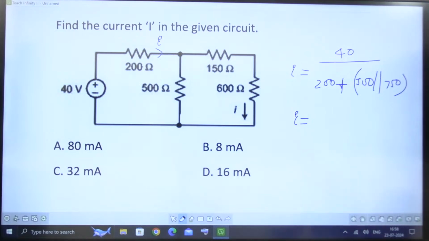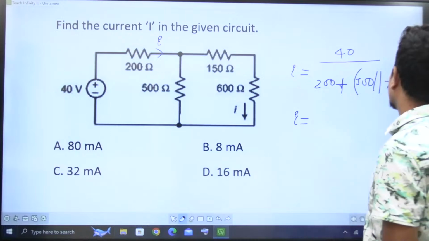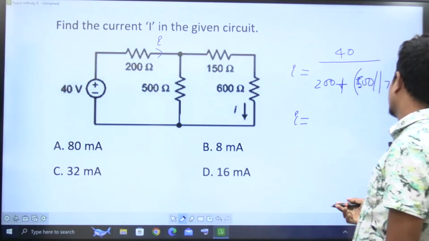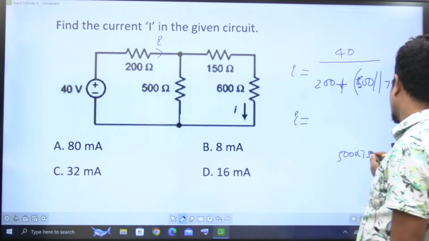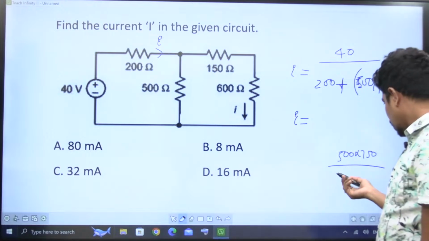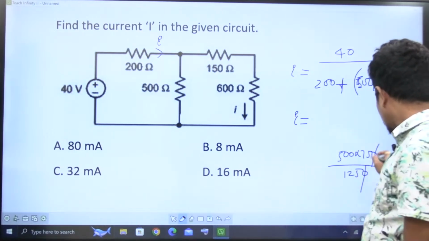Harika gave the answer directly, but I want this current value I. What is this 500 in parallel with the 750? 500 into 750 by 500 plus 750, 7 plus 3, 1000. I think it is 1250.